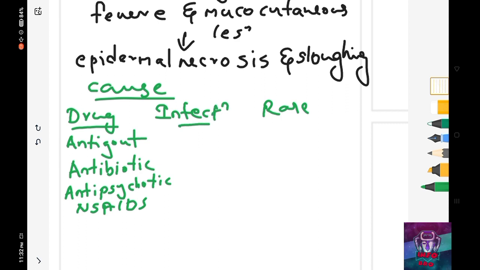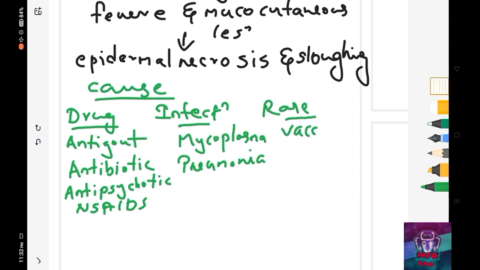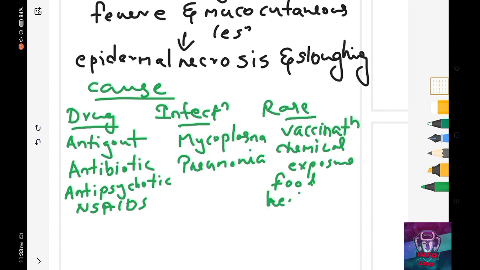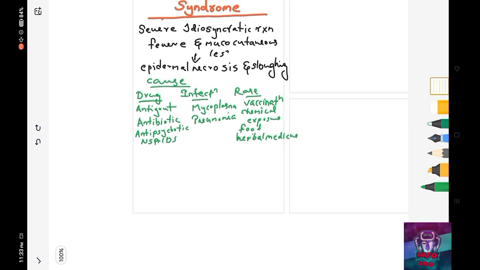Now the infection is caused by Mycoplasma pneumoniae. And for the rare causes, it is due to vaccination, chemical exposure, herbal medicines, or foods. All these are the causes of SJS, that is Stevens-Johnson syndrome.